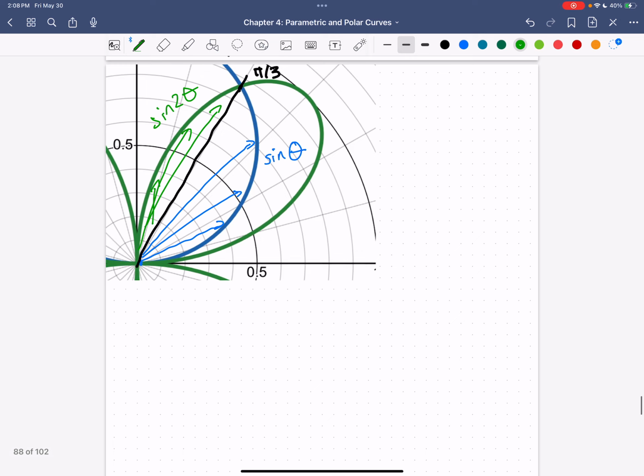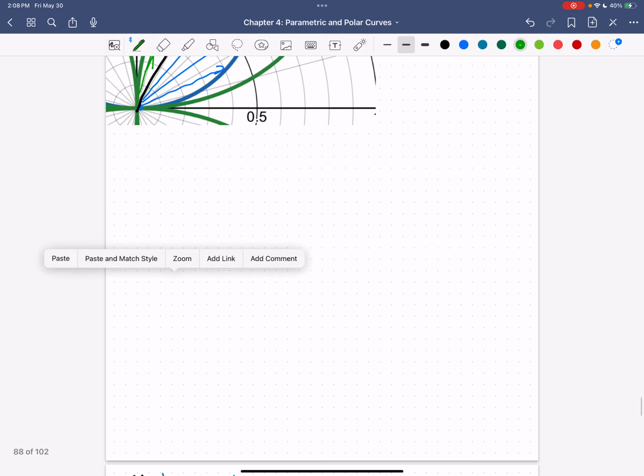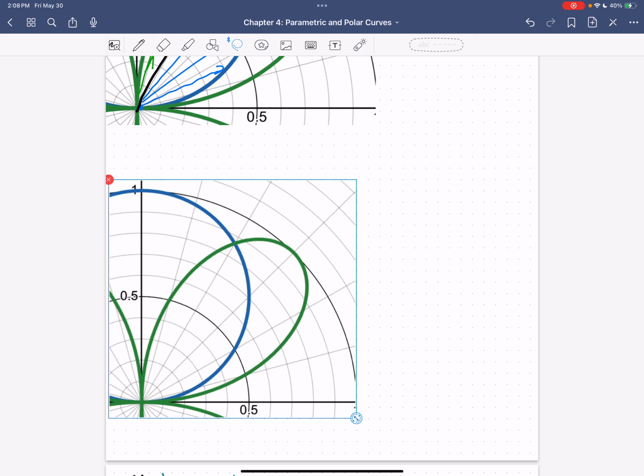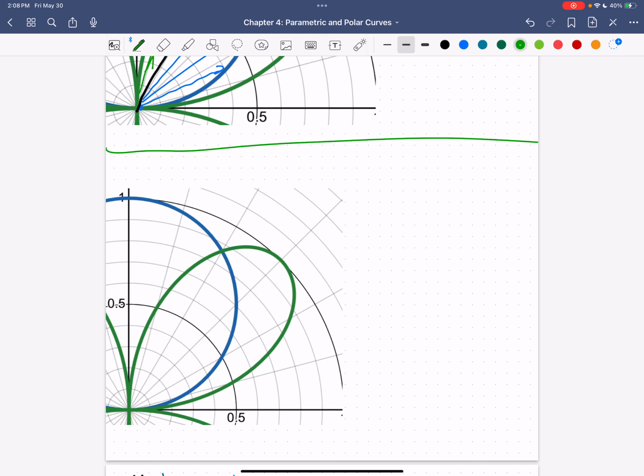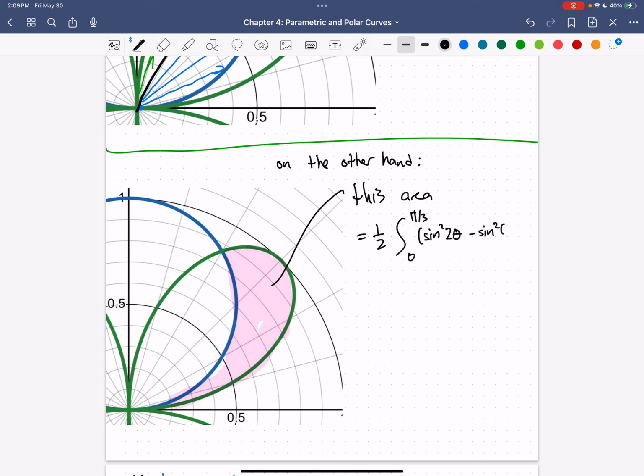On the other hand, if we were to want to compute the area between, let's say that this one here, this area would be equal to 1/2 from 0 to pi over 3, the petal squared minus the circle squared.